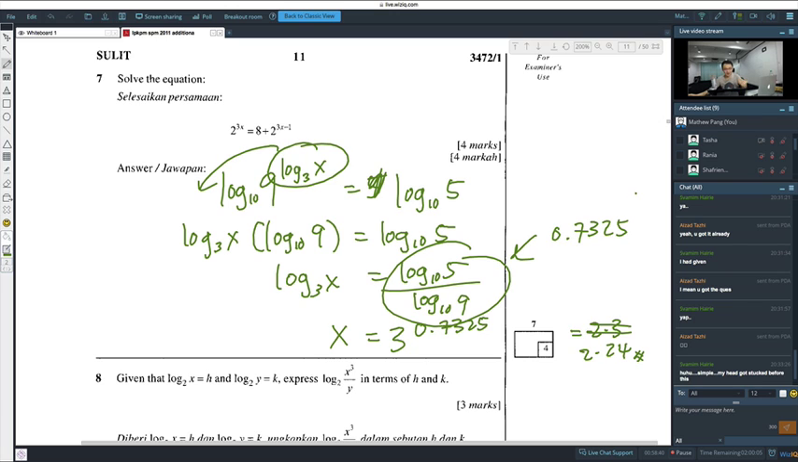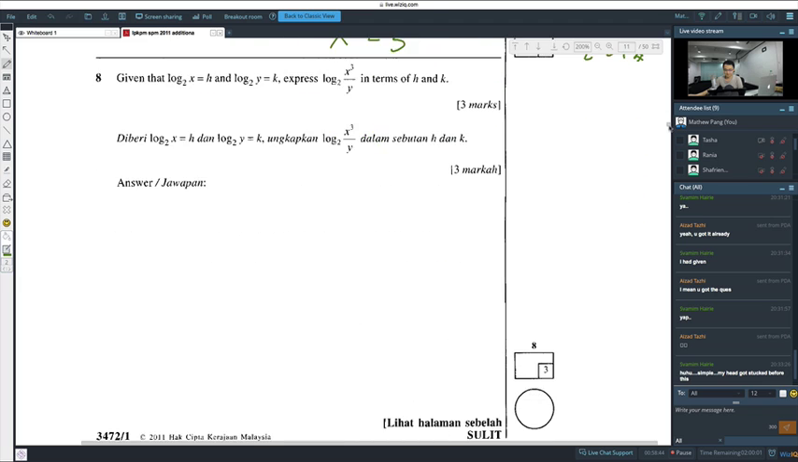Okay, let's have a look at the log question in this paper, number 8. Okay, log 2 of x equals h and log 2 of y equals k. It asks you to express this expression in terms of h and k. Alright, so for this case, if you want it in terms of h and k, what I recommend you do is make x and y the subject first.